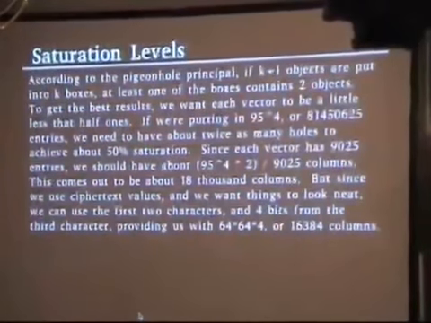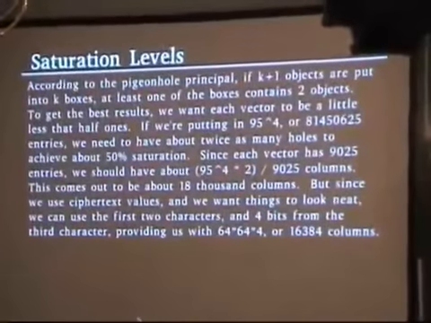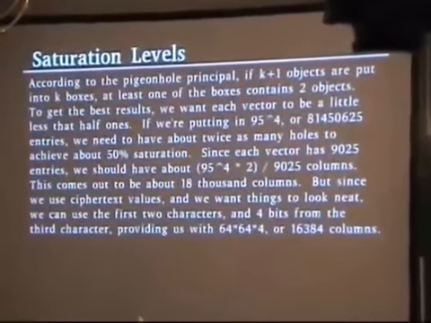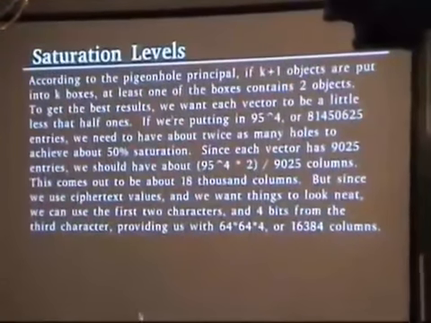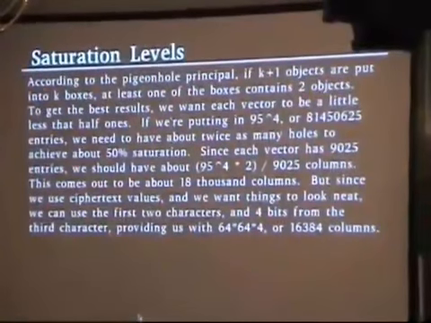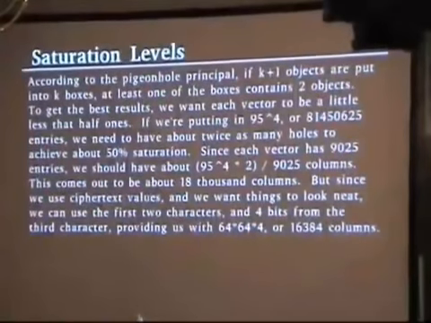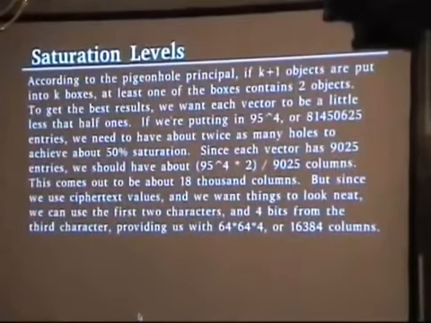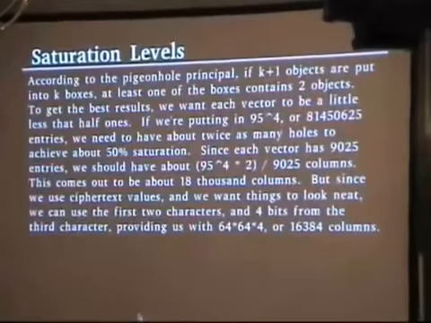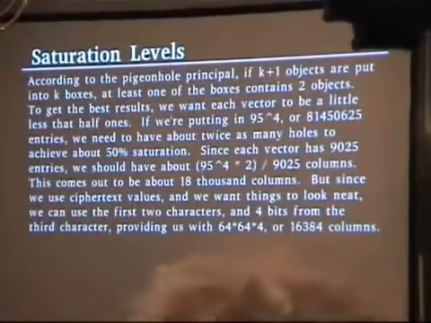So the way you design one of these things is I sort of designed it with the pigeonhole principle in mind. If you're not familiar with that, it basically says if k plus 1 objects are put into k boxes, at least one of the boxes will contain 2 objects. It's pretty simple. If there are this many holes and you've got more stuff than holes, one of those holes is going to take up 2 spots. So to get the best results, we want the vector to be about 50% 1s, 50% 0s. A little bit less is actually better for us.